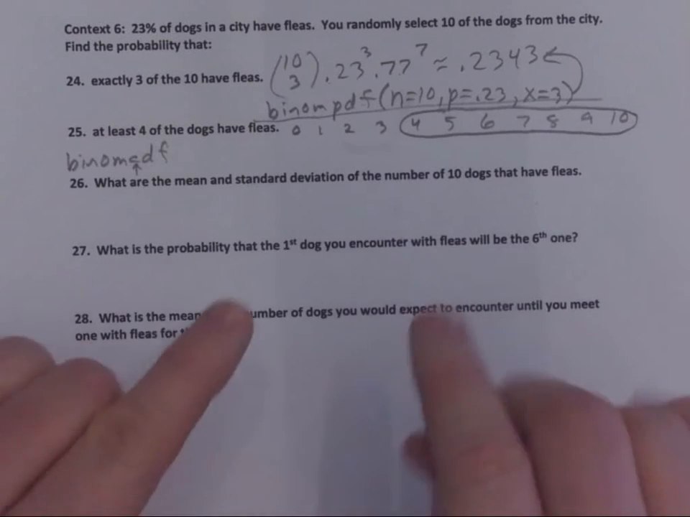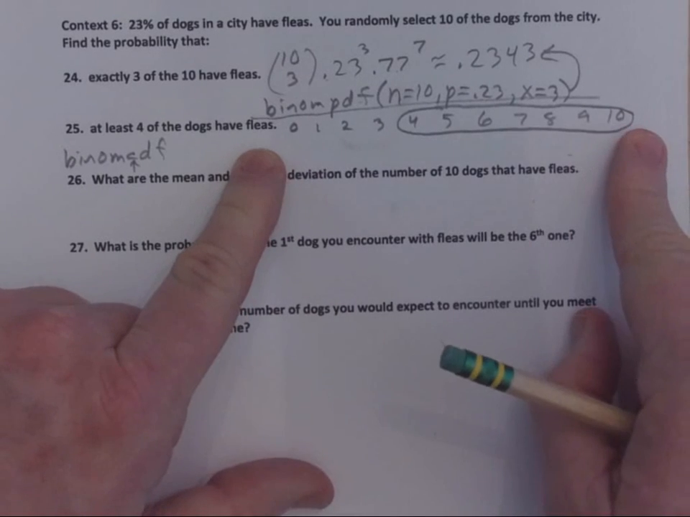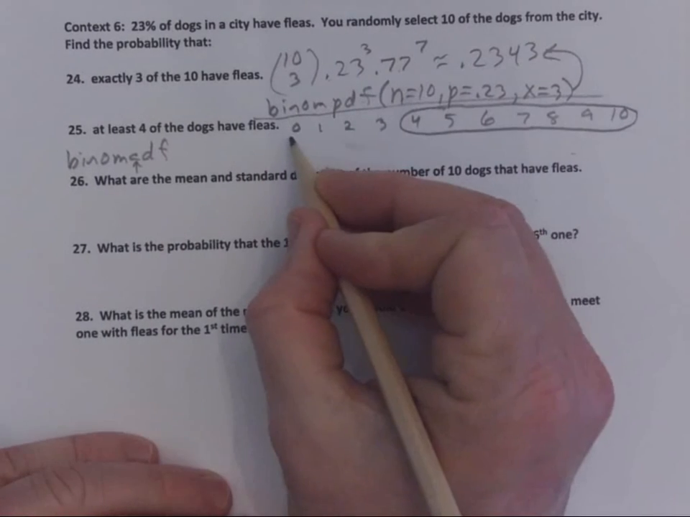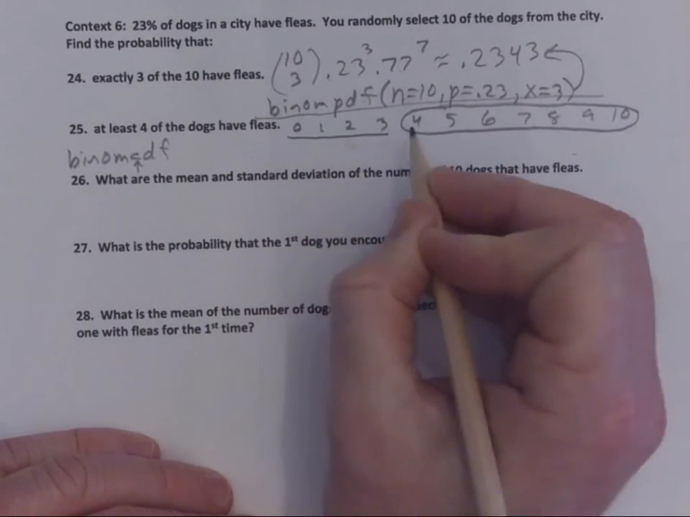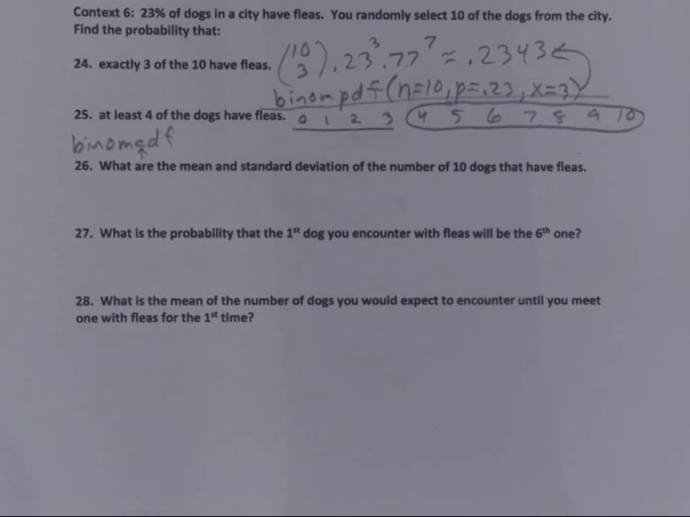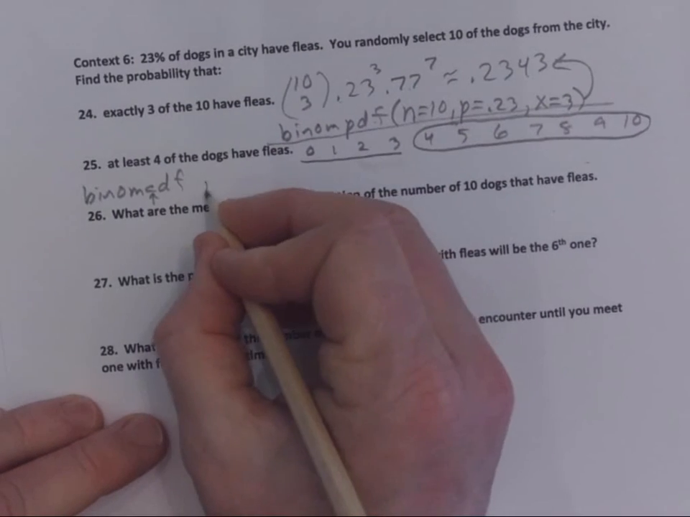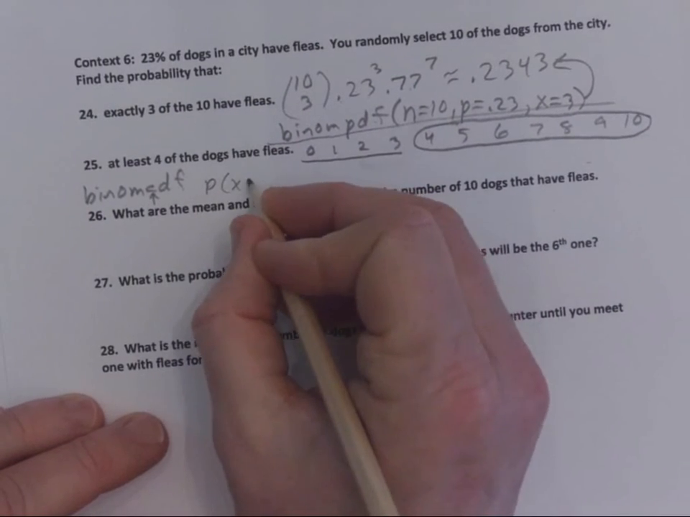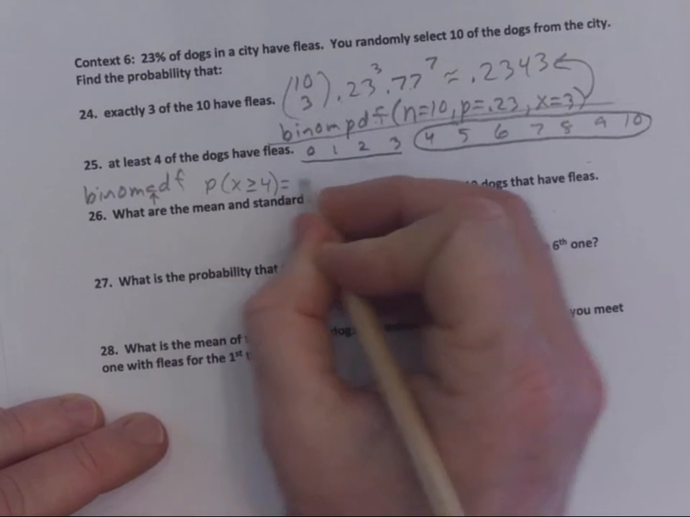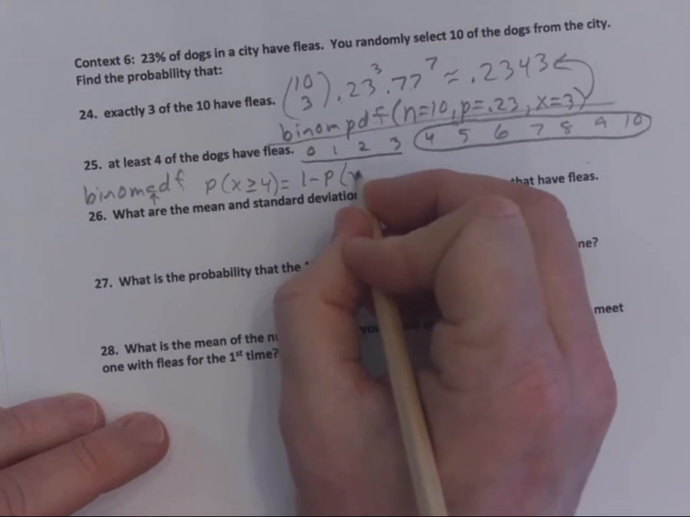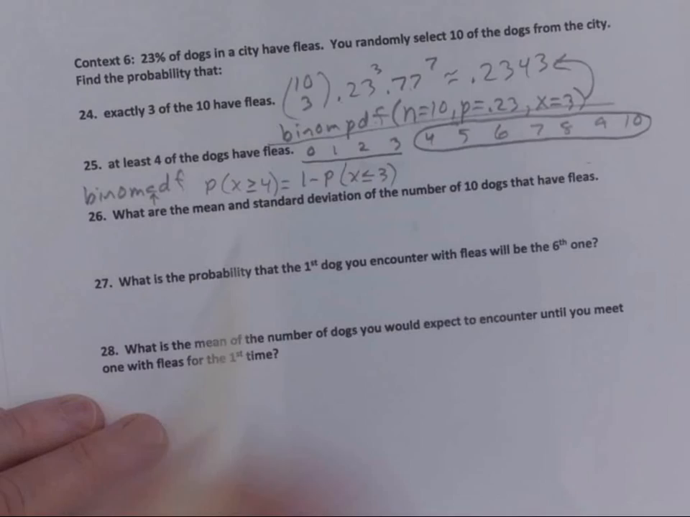All right, realizing these probabilities are going to add up to 1, if I can find the probability of 0, 1, 2, and 3, and then subtract it from 1, I'll have the answer to this problem. So the probability that X is going to be at least 4 is in essence 1 minus the probability that it's going to be less than or equal to 3.